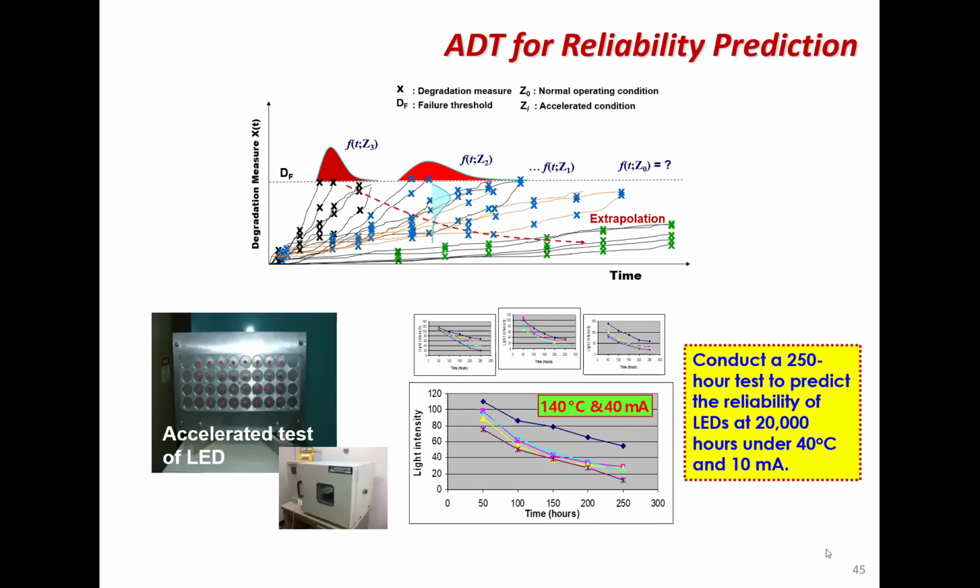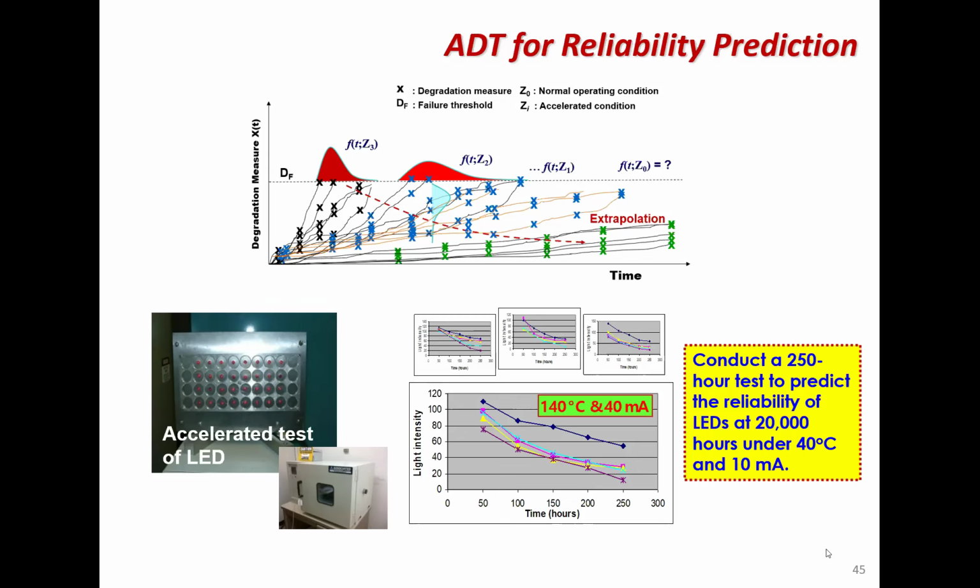I want to give you one example. This is the data I collected many years ago. We basically conducted a 250-hour test to predict the reliability of LEDs at 20,000 hours under 40 degrees Celsius and 10 milliamps. This is a big time and cost saving technique.